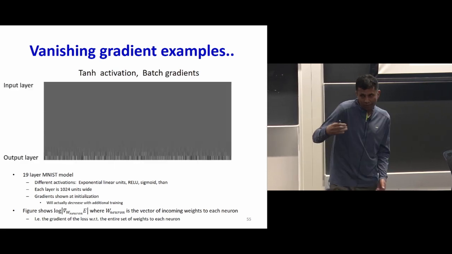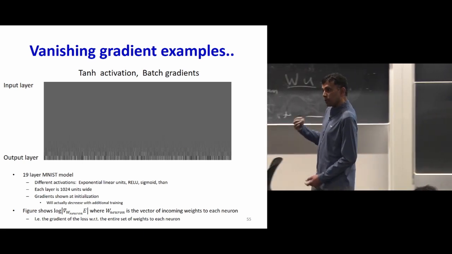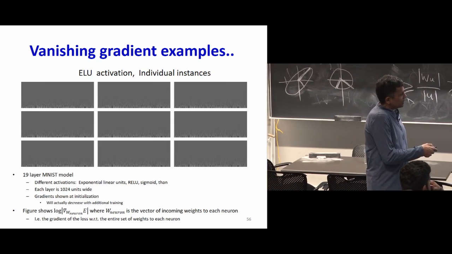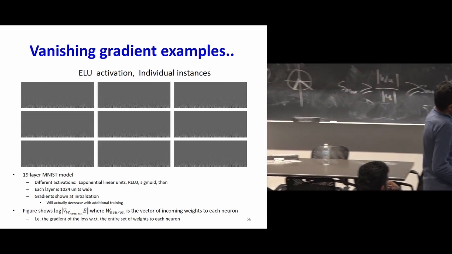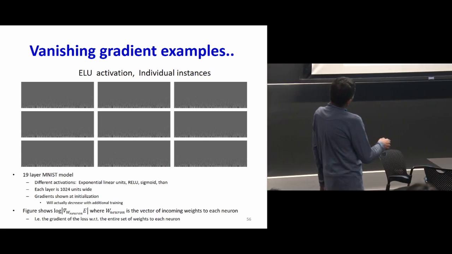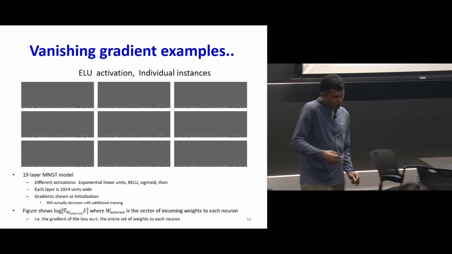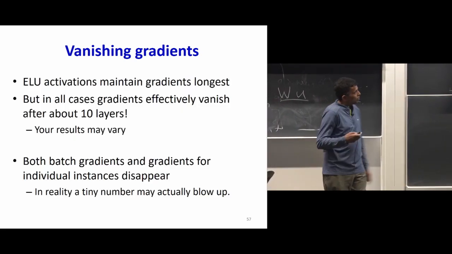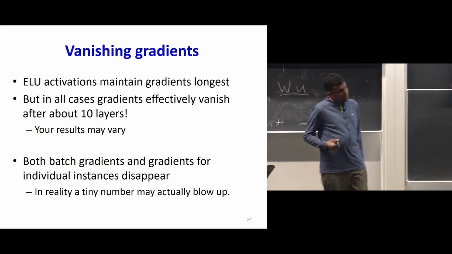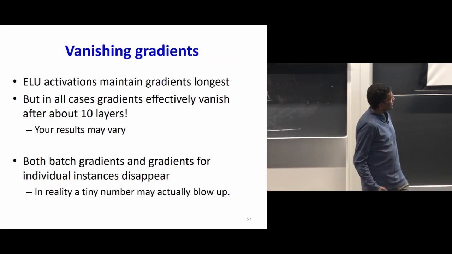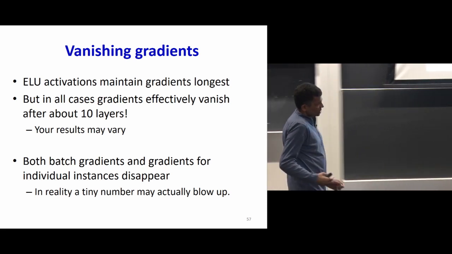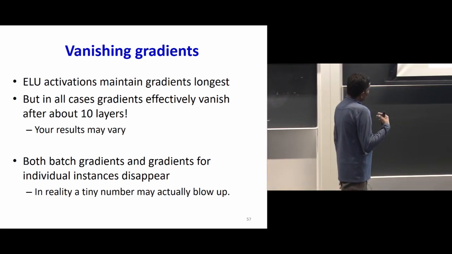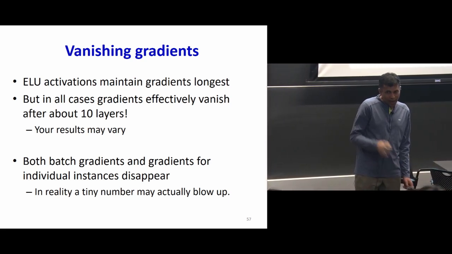So this is over the entire batch. You have a batch of inputs, and these gradients are computed over the entire batch. If I consider any single input, then you can see what happens with the individual inputs, and they pretty much have the same kind of behavior. This is with the ELU activations, and you can see that by the time you get to the input layer, the gradients have become very, very small. Right? So the ELU activations seem to maintain the gradients longest, but in all cases, the gradients effectively vanish after about 10 layers. They don't actually all vanish.